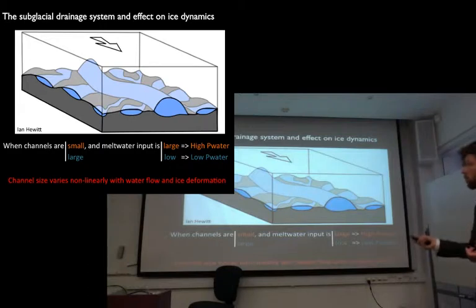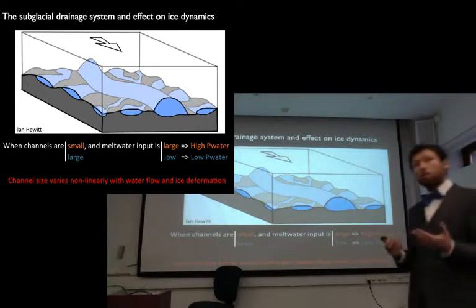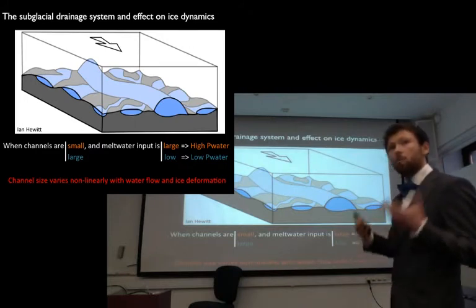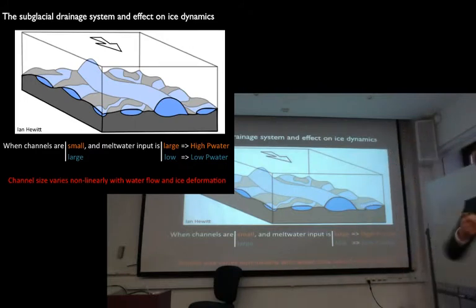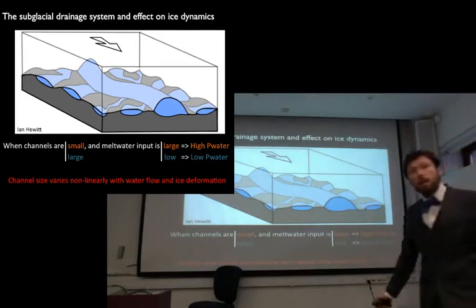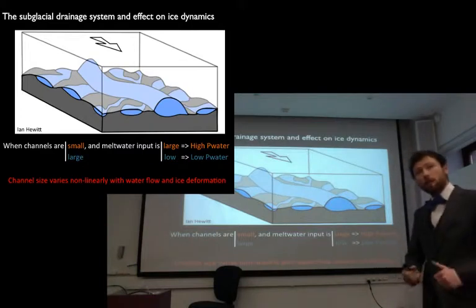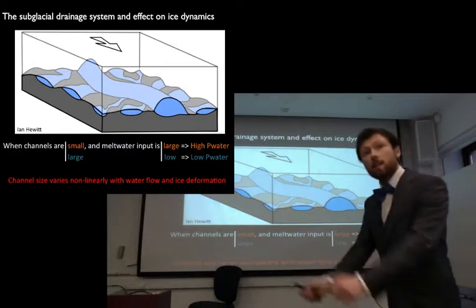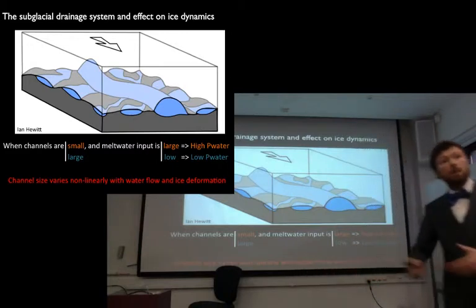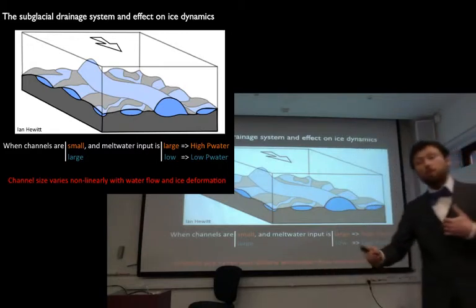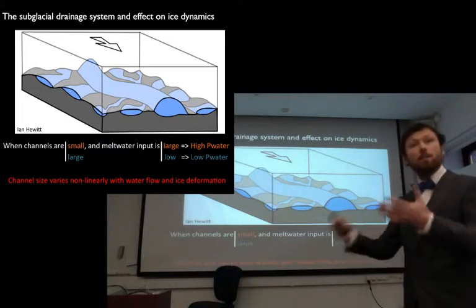If you look overall, because the water is trapped in the distributed drainage system, the water pressure is very high. And when water pressure is high, it has an effect on ice dynamics. It can lift up the ice or reduce the friction at the base of the glacier, and then the glacier slides faster. And if it slides faster, it brings more ice to the sea, and this can affect sea level rise.